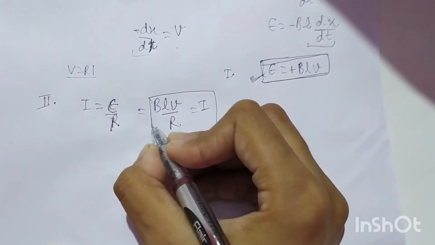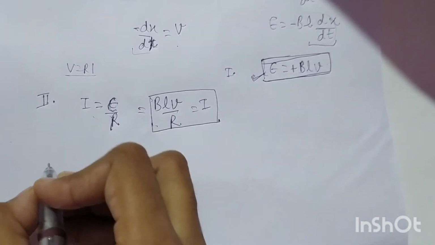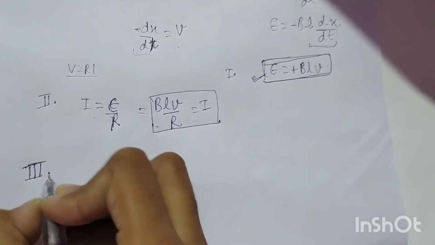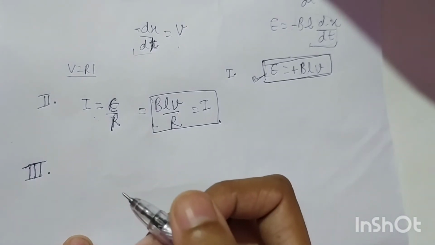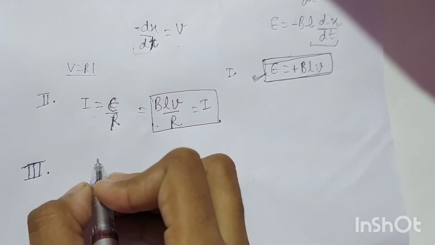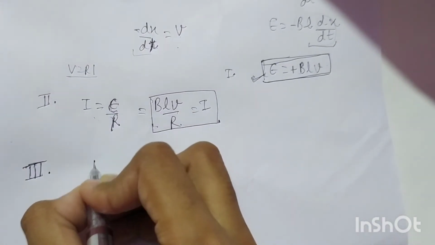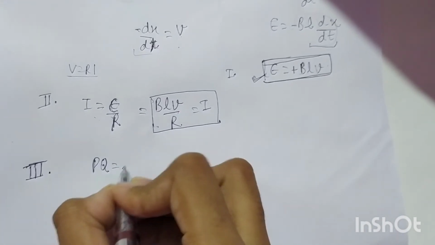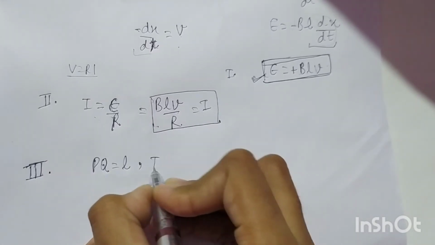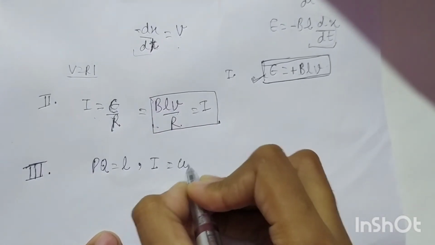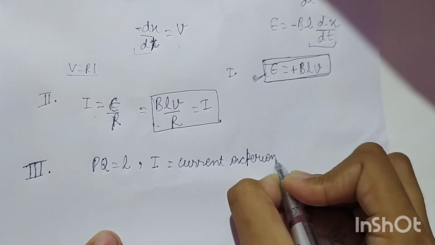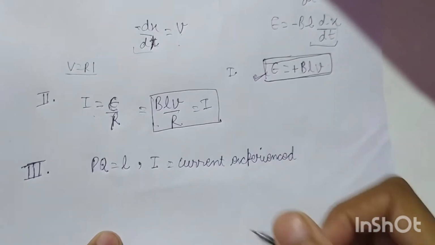Now let us find, okay, there is some current, so there must be a force. There must be a force applied to this PQ arm to maintain this motion. So how will we find the force on this movable arm? We already know that this PQ arm that is moving has length L, and I is the current experienced by the arm.